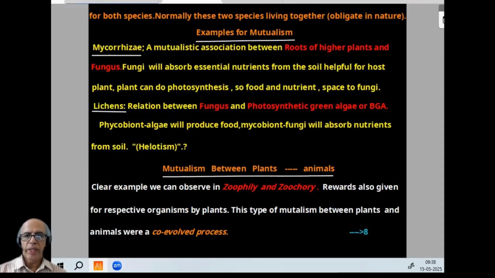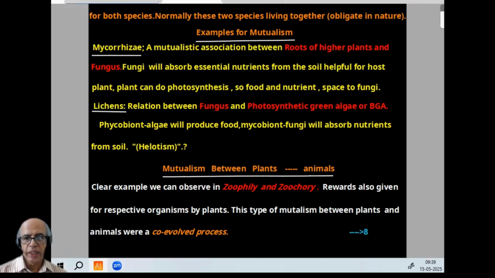Normally, these two species living together are preferably obligate in nature. An example for mutualism, from different chapters we studied, typically biology classification first year, is mycorrhiza. Mycorrhiza means a mutualistic association between roots of higher plants and fungus. The fungus will absorb essential nutrients from the soil helpful for the host plant. The plant can do photosynthesis of food and provides nutrients and space to the fungus. So both will get benefit.